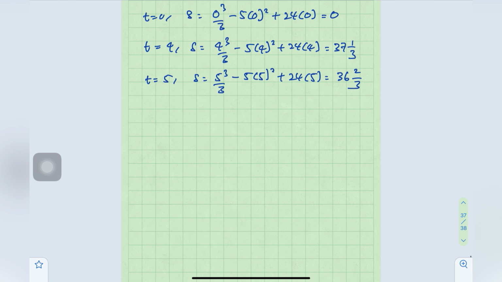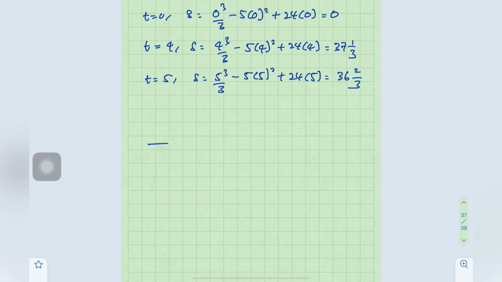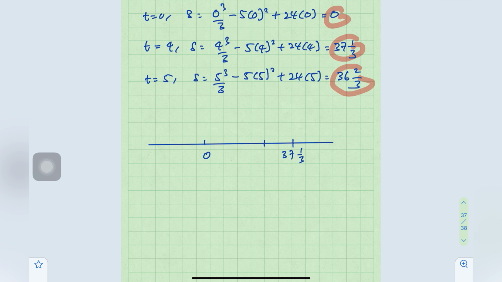Kena lukis dia punya movement of the particle. Lukis line. Okay, so this one 0. Here we got 0, 37, 36. Okay, so 37 of course lah dekat sini. 37 1 over 3, 36 less than 37. So 36 2 over 3. Okay, when T equals to 0, S equals to 0. So sinilah. Okay, so ni T equals to 0. When T equals to 4, S equals to 37 1 over 3. Ini maximum displacement.